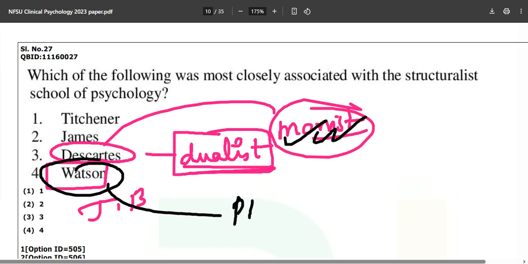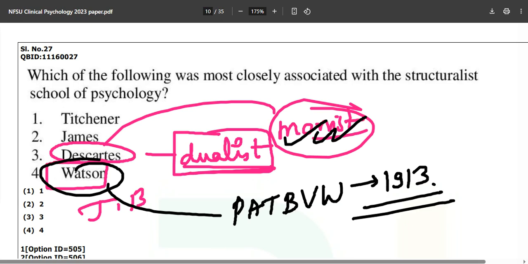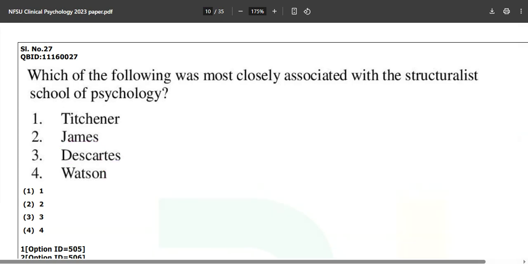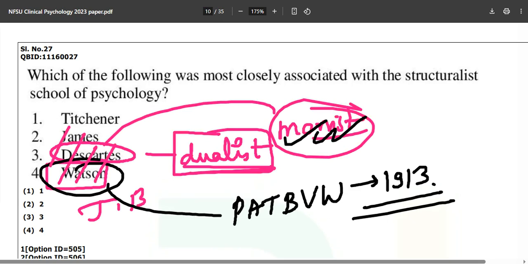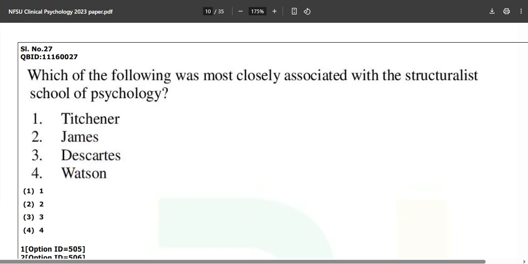Psychology as the behaviorist views it. This came up in 1913, where behaviorism officially started in the USA, the United States of America. So when these three people are talking about different things, obviously the answer remains the same.